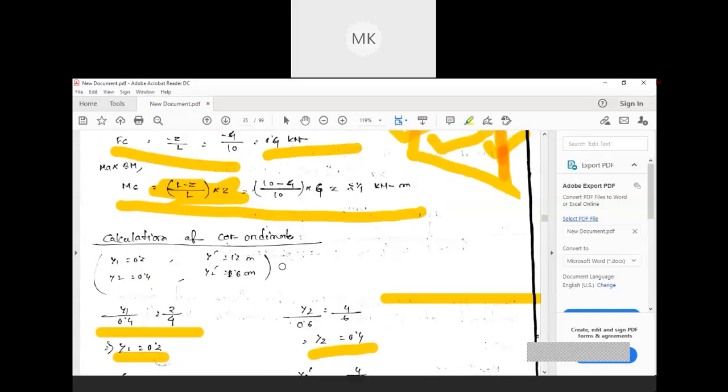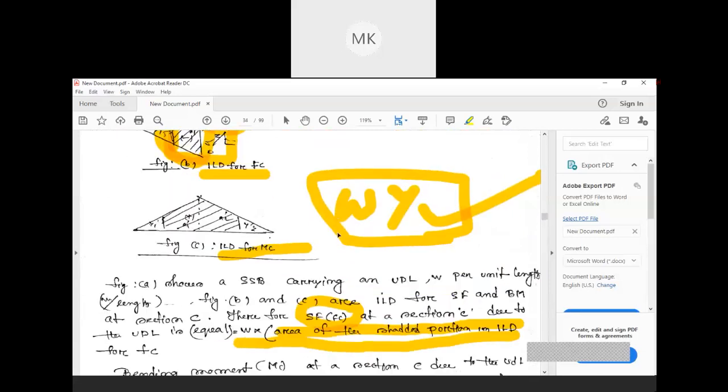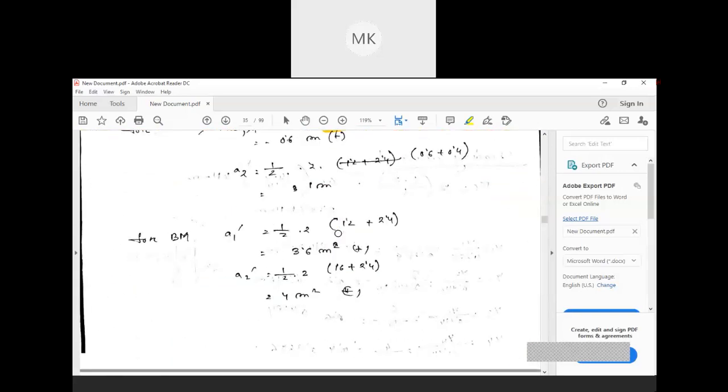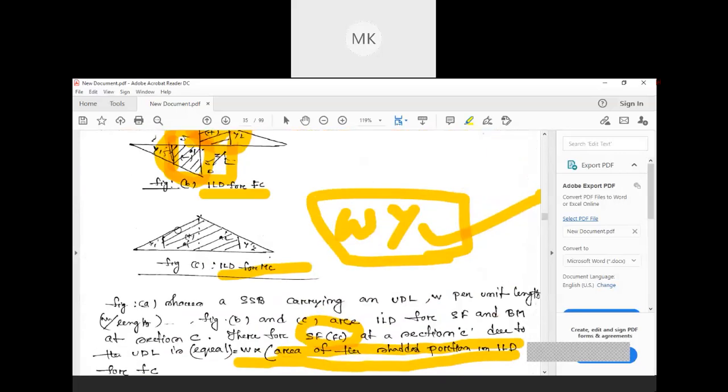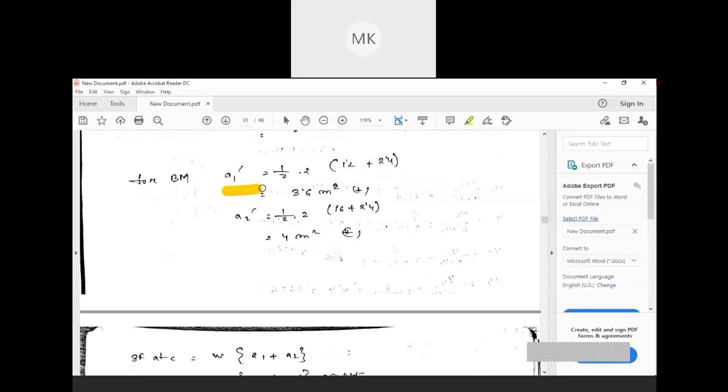Similarly, when you consider the above portion, this shaded portion, by considering the trapezium again, you can easily find out the area for that section. Similarly, we need to find it for this portion and this portion also, by considering individual trapeziums. This is A1 dash and A2 dash. It's very simple. You can easily find A1, A2 and A1 dash, A2 dash.